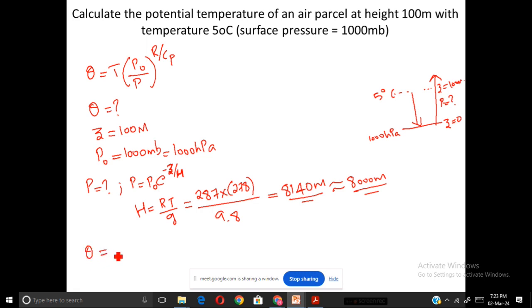So theta is given as 278 into P0, which is 1000, by P. We didn't calculate P, right? We just calculated H. Now we have to calculate P. P is 1000 into e raised to minus 100 by 8000. How much will it be? What will be the value of P?